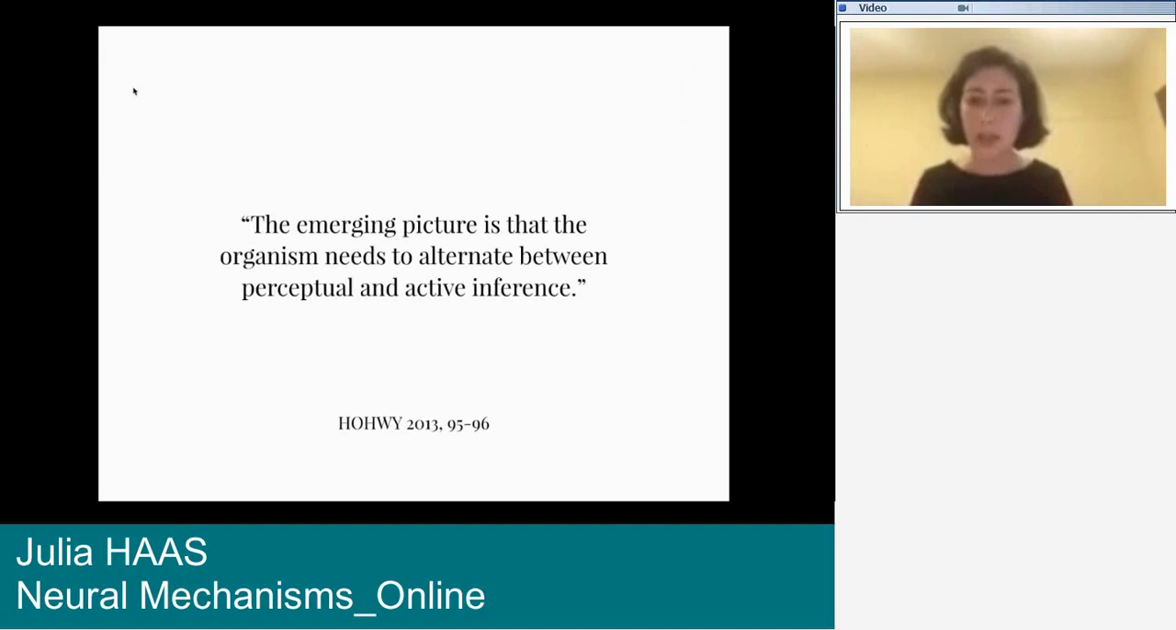So we get this picture, as he puts it: the emerging picture is that the organism needs to alternate between perceptual and active inference. So basically what organisms are doing on this view, and this is sometimes called a grand unifying theory, or a GUT theory, is alternating between perceptual and active inference. What we are in the business of doing is minimizing prediction error.